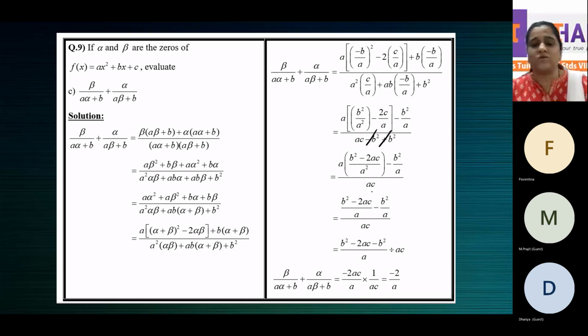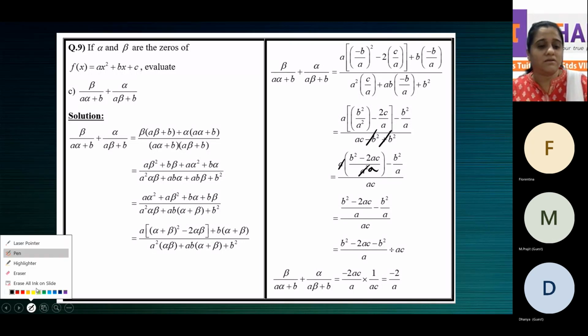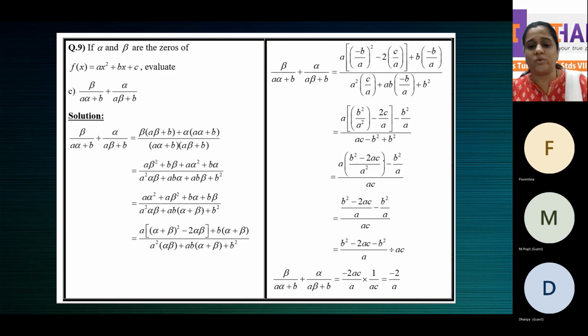And in the denominator, cancel, so we have only AC. And now again, you can simplify this. This becomes A. Then B square minus 2AC by A minus B square by A, by AC. Again, this one, the common denominator is A. So B square minus 2AC minus B square.